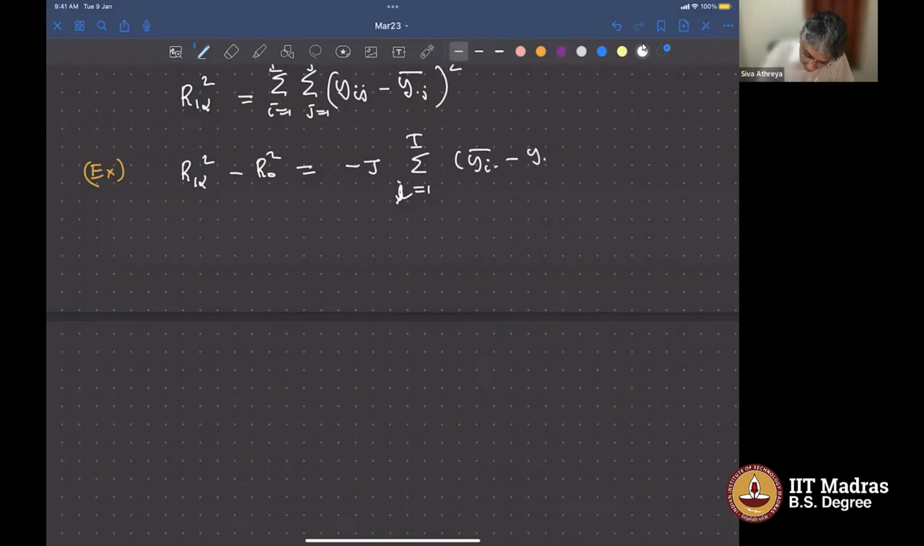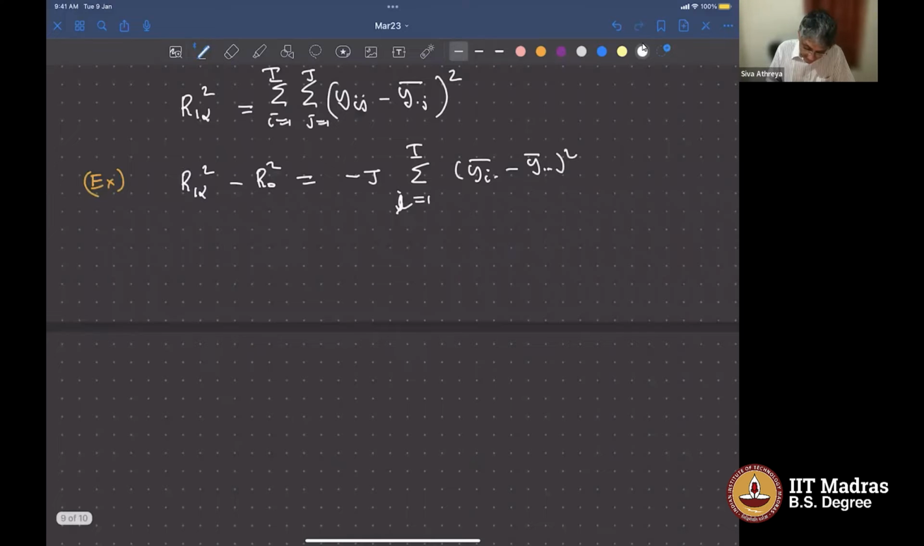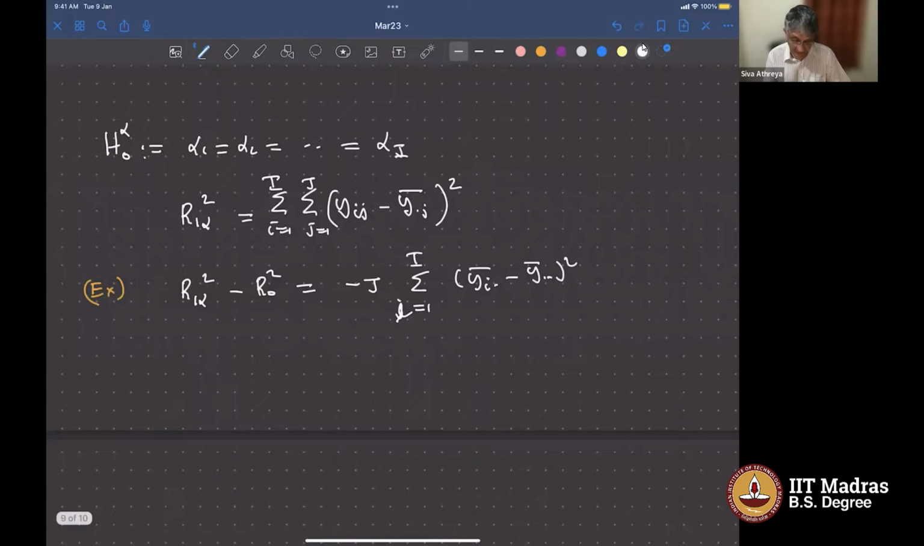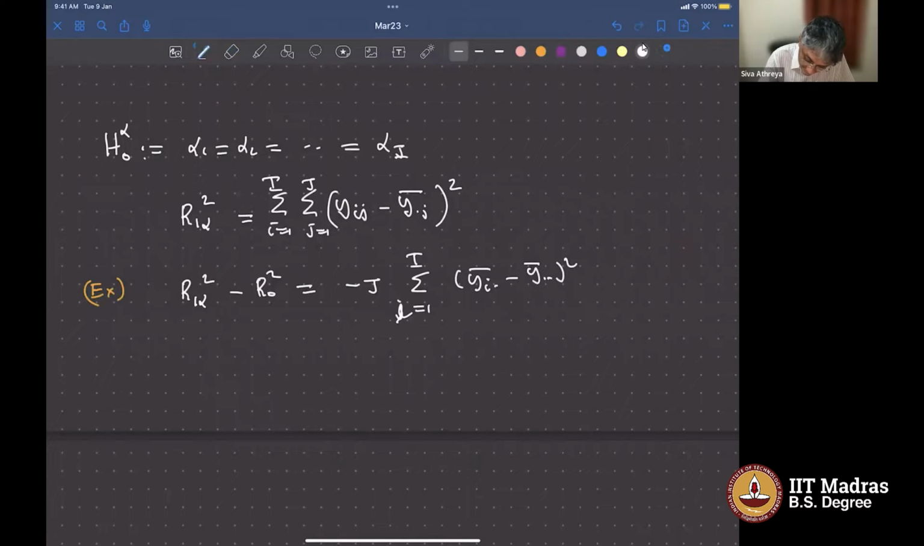Something one can check, if you took R naught in this one. If you want to test whether the means are equal, this is the statistic that you'll use. If you want to test this, this is the treatment. So let's call this the treatment test.